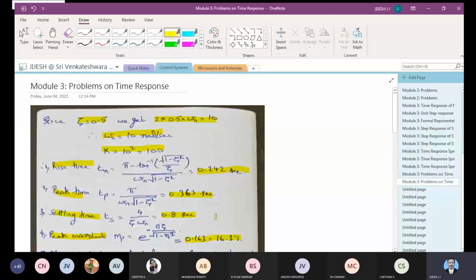Once you complete it, you go for peak overshoot, and the equation to be used is MP is equal to e to the power of minus pi zeta divided by root of 1 minus zeta square. Substitute the values, and see that you are getting 0.163, or 16.3 percent.